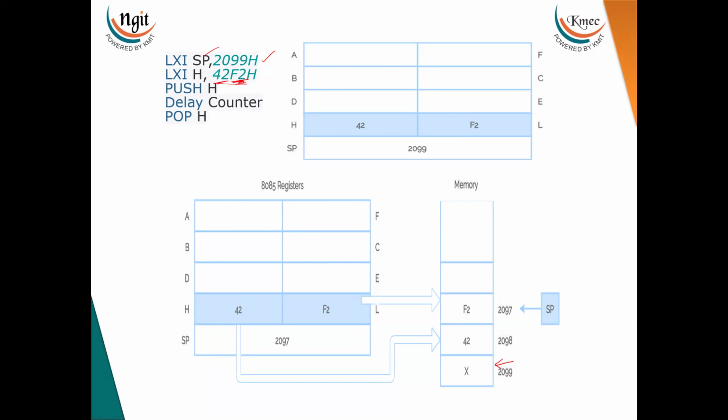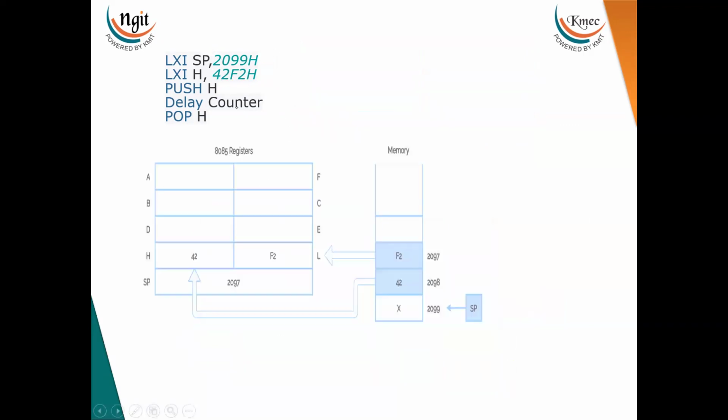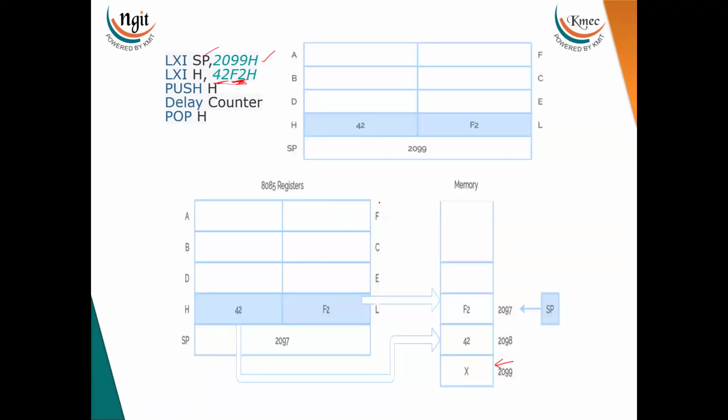The lower byte is moved to the lower register, that is the L register. F2 is moved onto the L register, and 42 is moved onto the H register. This is the higher byte moved to the higher register. Now after giving push H, what happens? If the stack pointer is pointing to 2099, it decrements by 1, and in this location the higher register value 42 is moved, and again it is decremented by 1 and the lower register value is moved. This is the push operation.